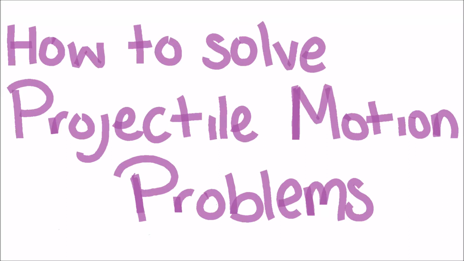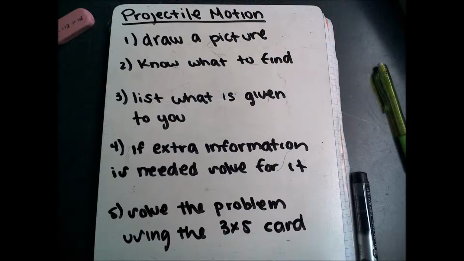So today I will be showing you how to solve projectile motion problems. The following steps are the general steps to solve it. Number 1, draw a picture. 2, know what to find. 3, list what is given to you. 4, if extra information is needed, solve for it. 5, solve the problem using the 3x5 card equations.